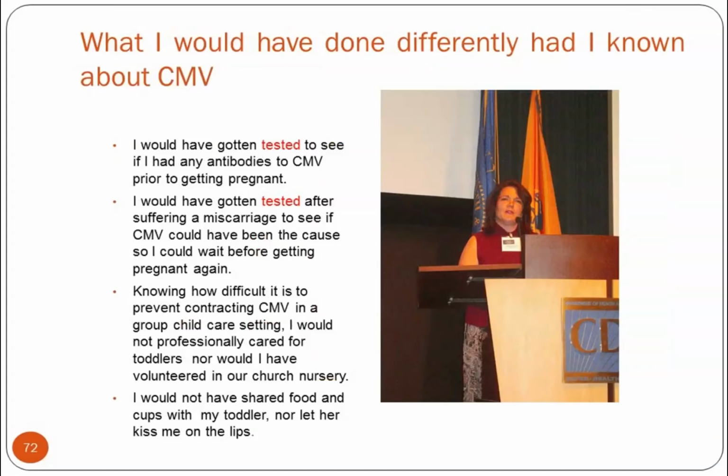This is what I would have done differently had I known about CMV. That's me speaking at the CDC. I would have gotten tested to see if I had any antibodies to CMV prior to getting pregnant. I would have gotten tested after suffering a miscarriage to see if CMV could have been the cause, so I could wait before getting pregnant again. Knowing how difficult it is to prevent contracting CMV in a group child care setting, I would not have professionally cared for toddlers, nor would I have volunteered in our church nursery. And most importantly, I would not have shared food and cups with my toddler, nor let her kiss me on the lips.